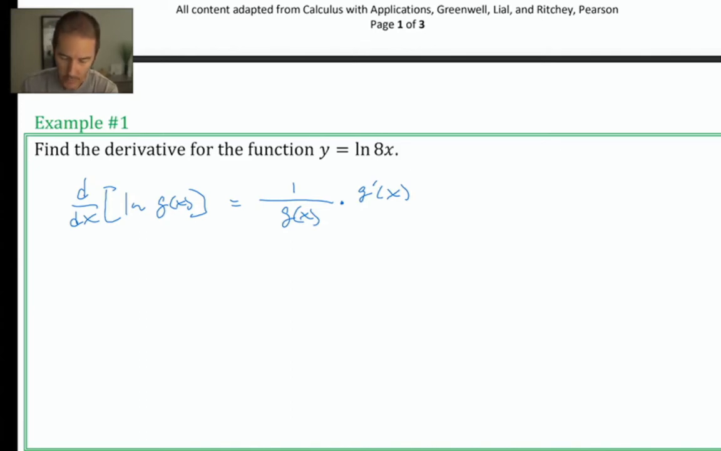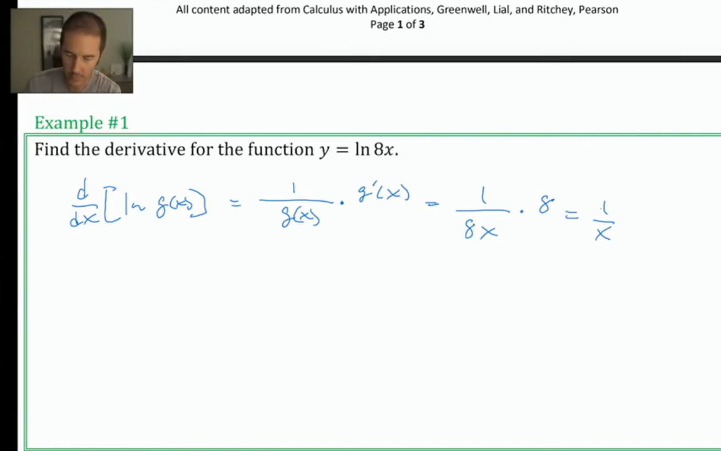Okay, so now we can just fill in these blanks. I've got 1 over 8x. My g's and 8's look a little too similar. Let's make that look more like an 8. There we go, 1 over 8x. And then the derivative of 8x is just 8. Those 8's are going to cancel out, and we're left with 1 over x again.